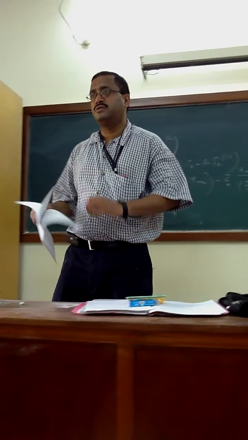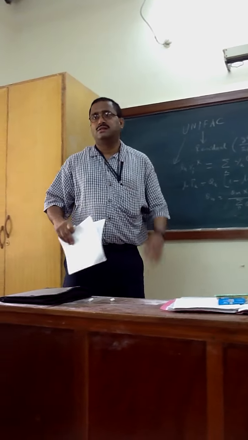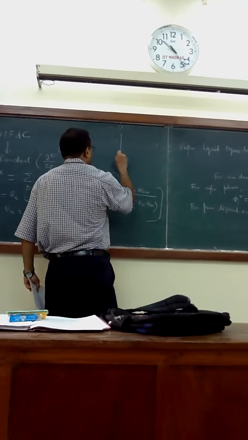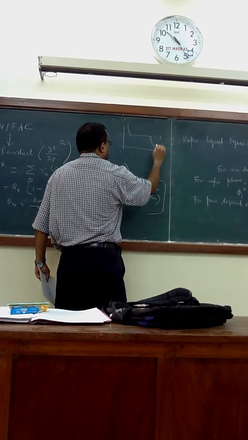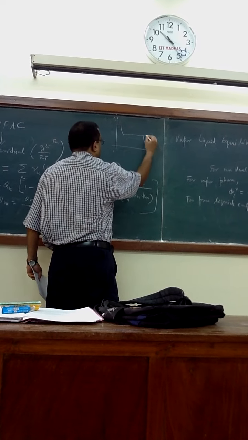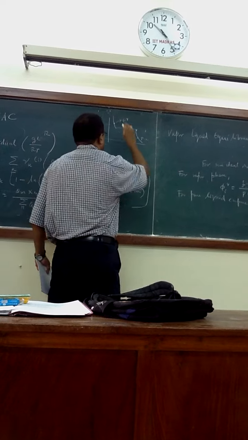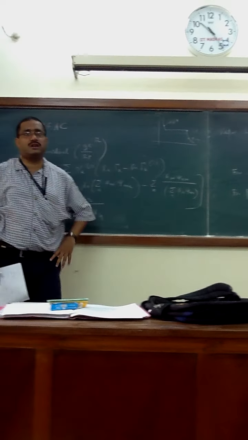I have done it so many times in the class. Phi i star will be coming from the first basic principle. Remember that, we derive it. This is the P tending to 0. It has to go to the vapor phase, and this is your phi i star. Here. So what's the formula for deriving phi i star?